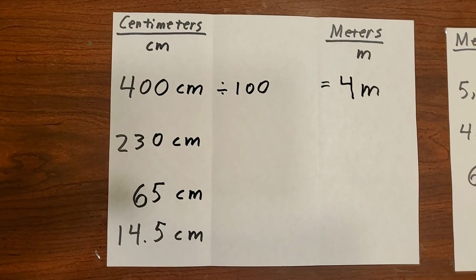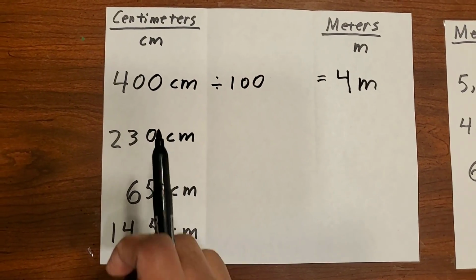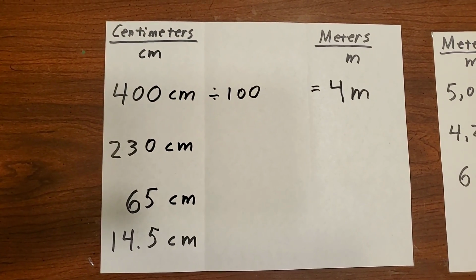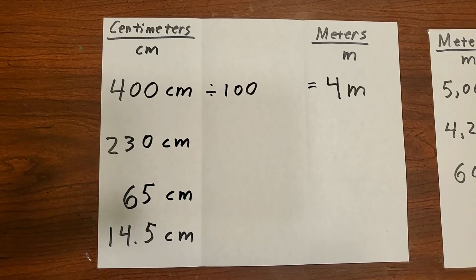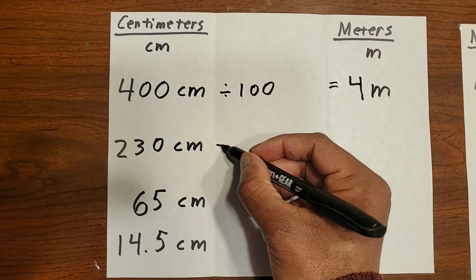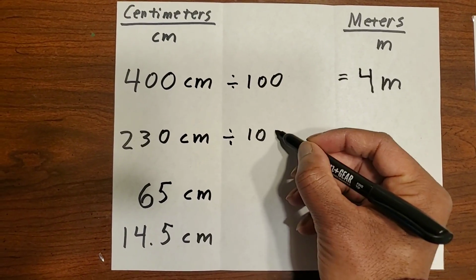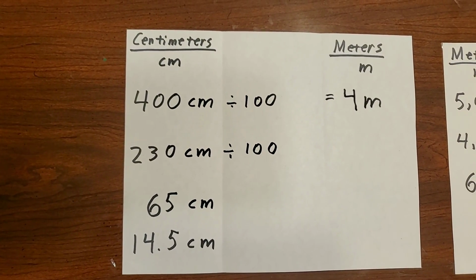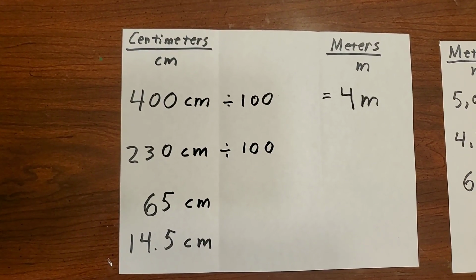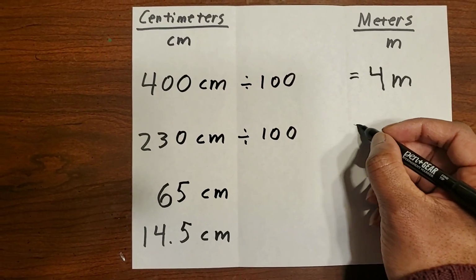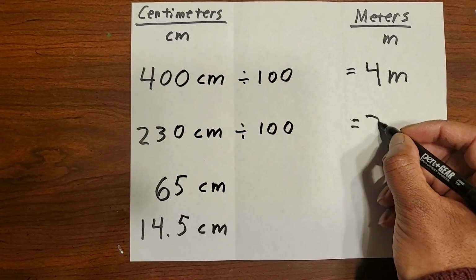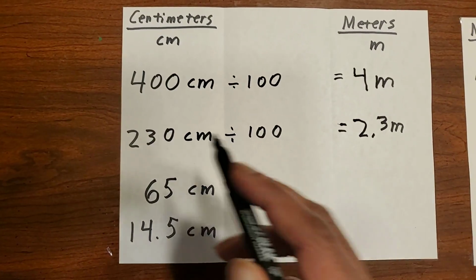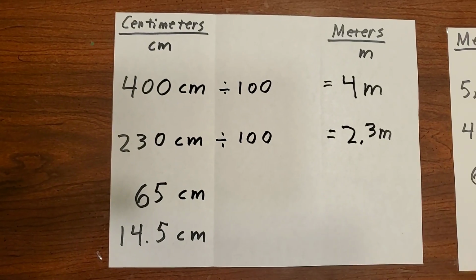Let's look at 230 centimeters. I want to convert 230 centimeters to meters. What am I going to do? How many centimeters does it take to make 1 meter? If you say I'm going to divide it by 100, you're correct. When I take 230 divided by 100, what do I get? If you said that I'm going to get 2.3, you are correct. 2.3 what? 2.3 meters. So 230 centimeters is also the same as 2.3 meters.